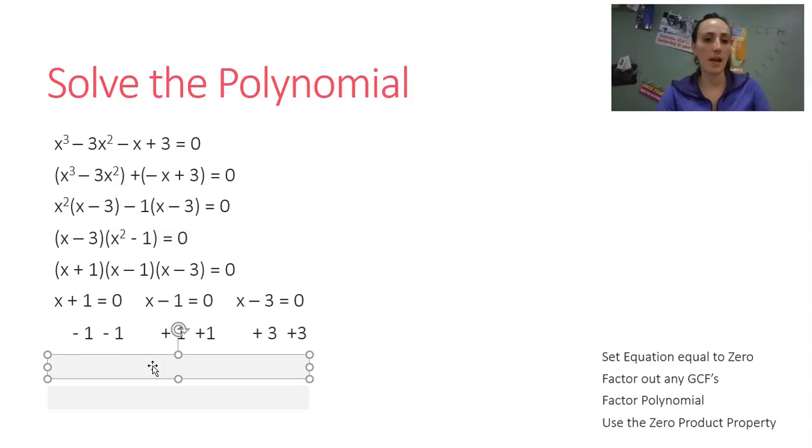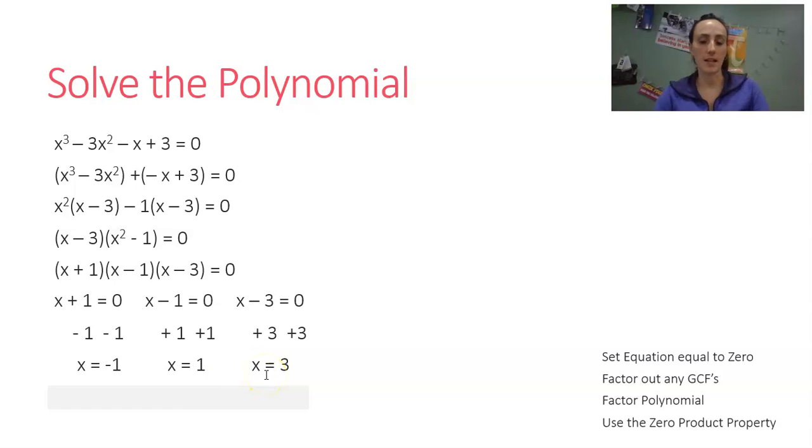Doing that, I'm going to be left with x equals minus 1, x equals 1, and x equals 3. My very last step is to write this as a solution set, so I have to go from smallest to largest with my numbers inside brackets. So my solution set is -1, 1, and 3.